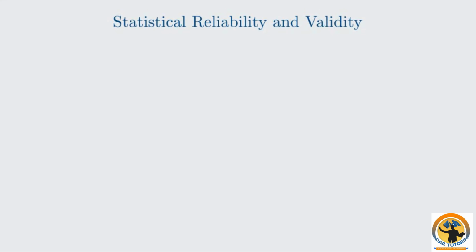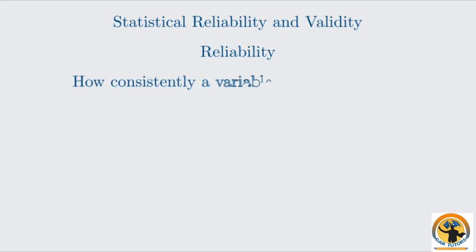First, reliability. Reliability is a measure of how consistently a variable can be measured. It asks, if we repeat the experiment or measurement under the same conditions, will we get the same results? High reliability means that our measurement is consistent. There are several ways to test reliability. One is test-retest reliability, where the same test is given to the same group at 2 different times to see if the scores are consistent.